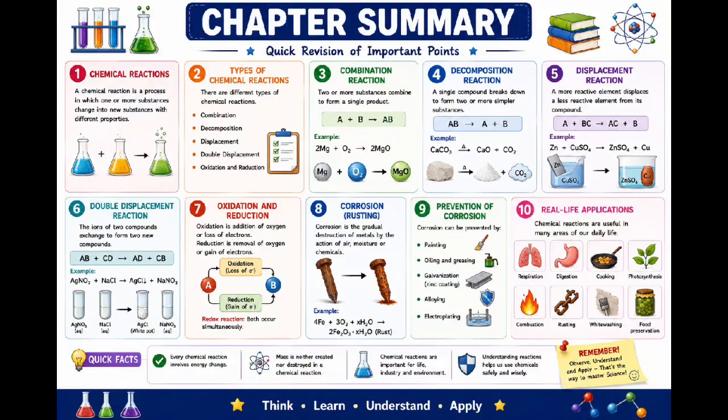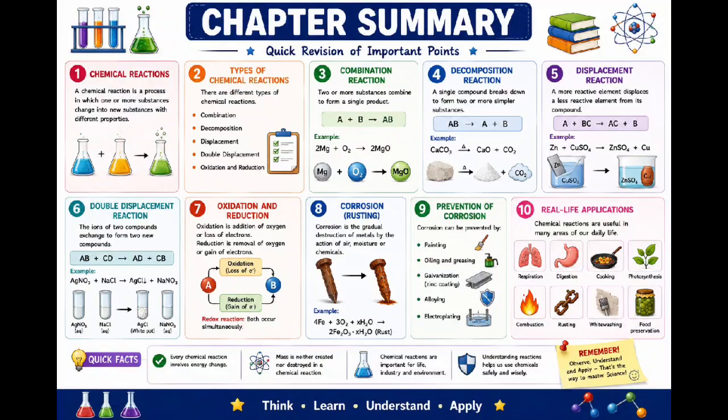Now let's remember the different types of chemical reactions. Number 1, combination reaction, where two or more substances combine to form one product. Remember, many become one. Number 2, decomposition reaction. Here one compound breaks down into two or more simpler substances. Remember, one becomes many.